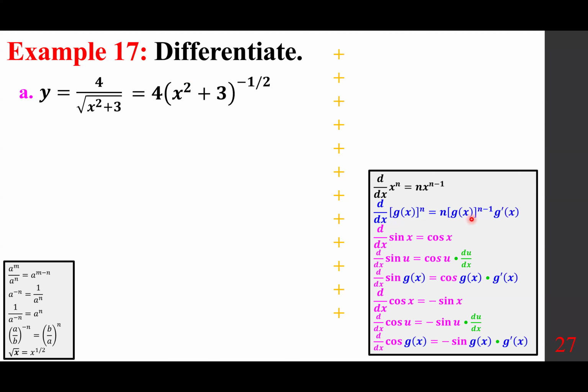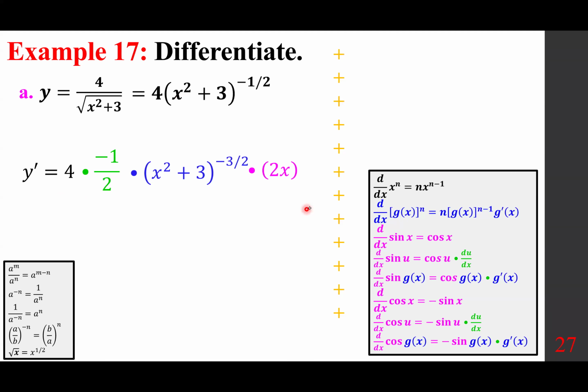So we're going to stick with that. n, so 4 first. Then n is negative 1/2. Then the same thing to the power of n minus 1: this thing to the power of negative 1/2 minus 1, which is negative 3/2. And finally, g prime, the derivative of the inside, which is 2x. Now, all you have to do is simplify this expression. Again, this is the only calculus step, everybody.